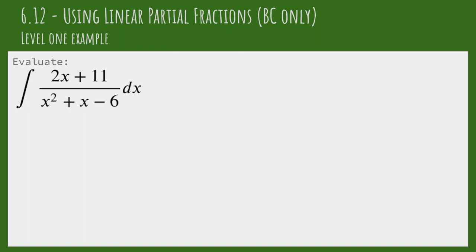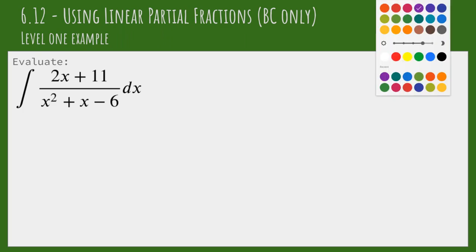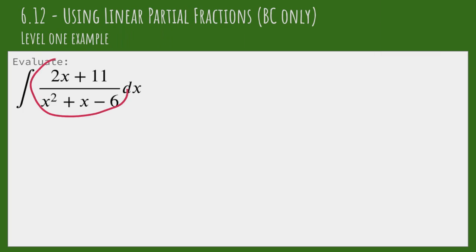Hello, Mr. Betts here. I want to take a look at a couple examples where we're going to use linear partial fractions to rewrite an integrand into a form that we can actually evaluate the antiderivative. So the idea here is we want to take the expression in our integrand and rewrite it. And we're going to start by factoring that denominator.